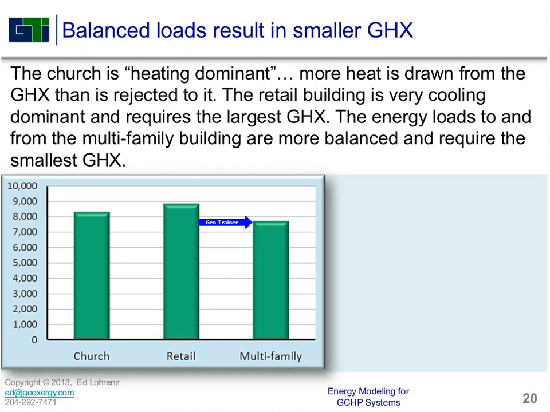Here we're about 7,700 for the multifamily. You see that the building that is more balanced is actually going to have the shortest ground load, even though the peak heating loads and the peak cooling loads are identical. There's about a 15% difference in the length of drilling that you're going to need between the retail and the multifamily.